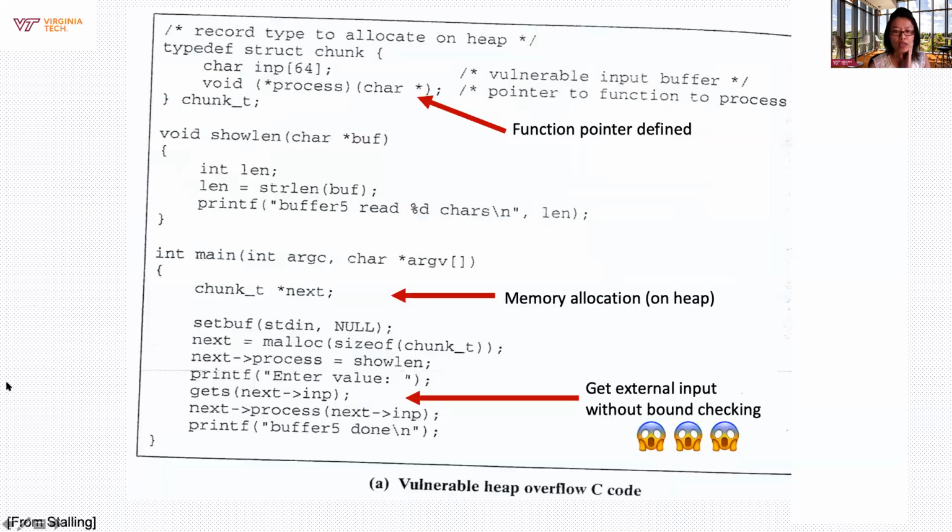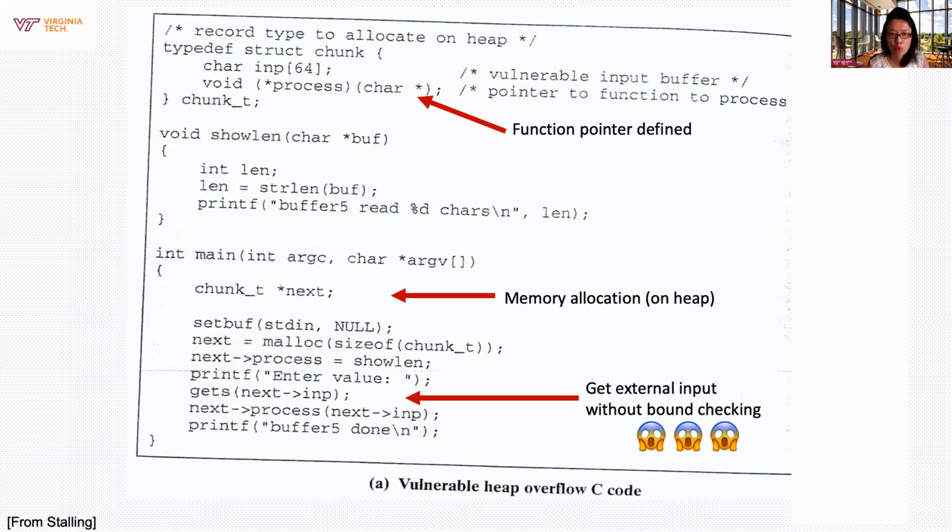Here is a simple C example that I stole from the book by Stallings. Not sure how familiar you are with C code, but this is relatively simple. It has a main function. The main function does a whole bunch of things, but outside it defines a structure, a struct called chunk. Chunk has a local character array, and also has a function pointer to a function that processes a character array with the input of a character pointer.